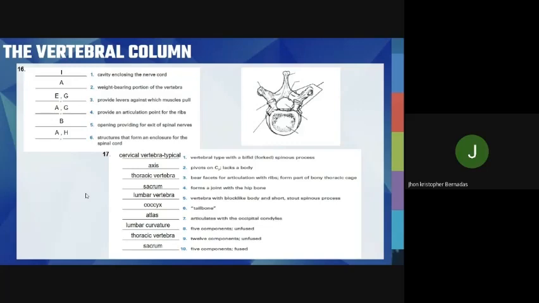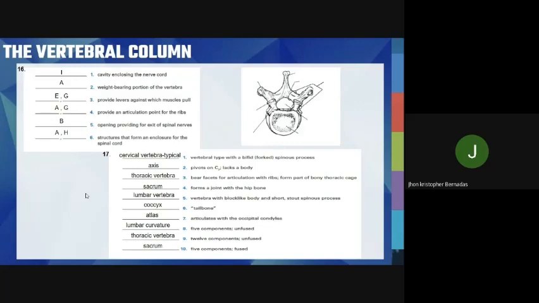Next, number 4, forms a joint with the hip bone, and our answer is sacrum. Next, number 5, vertebra with block-like body and short, stout spinous process, and we have lumbar vertebra. Next, number 6, this is what we call the tailbone, and our answer is coccyx.